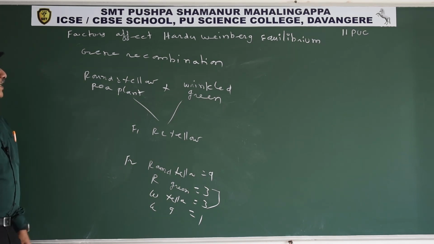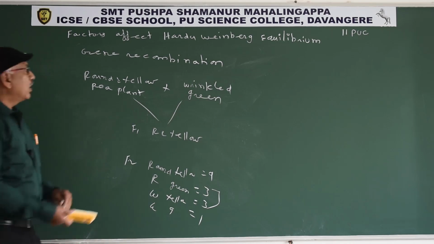So, due to gene recombination also, change occurs in the allelic frequency and genotypic frequency. As a result, change occurs in the character. In course of time, new species evolved.